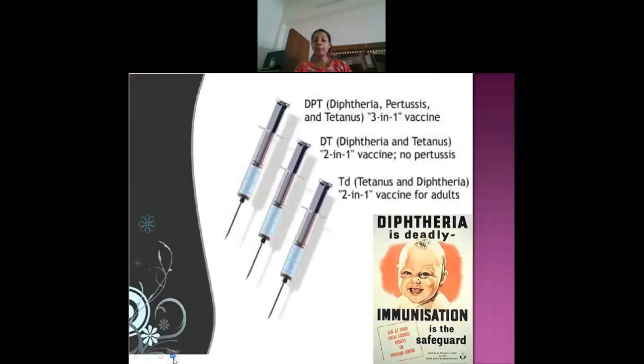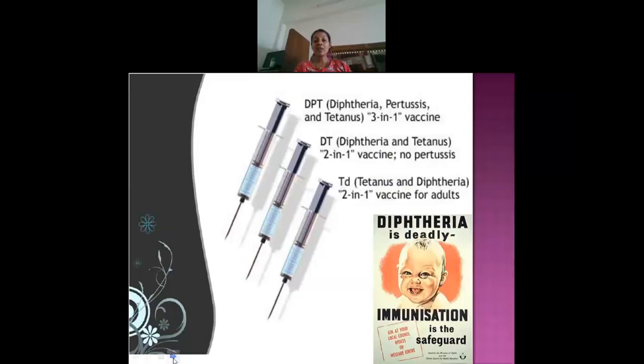Next is regarding prevention of diphtheria. Prevention of diphtheria most of the time can be done by giving immunization. You are aware of the immunization, that is the DPT vaccine, which contains diphtheria, pertussis, and tetanus. That is the three-in-one vaccine that is given to children.